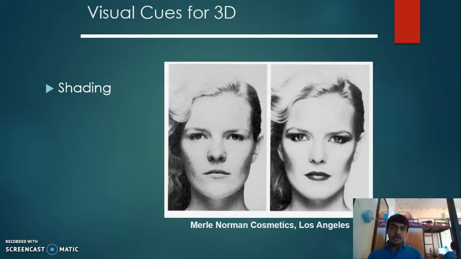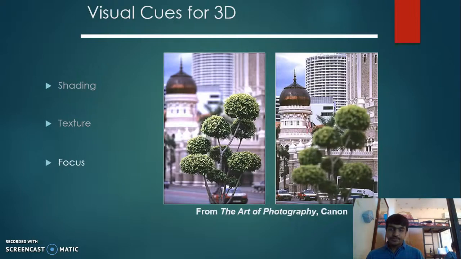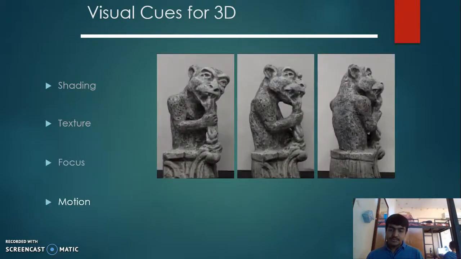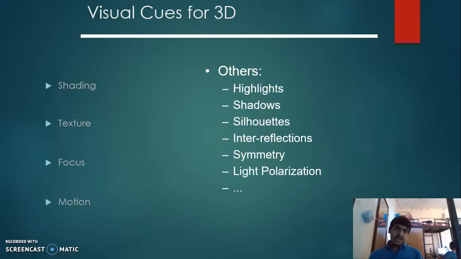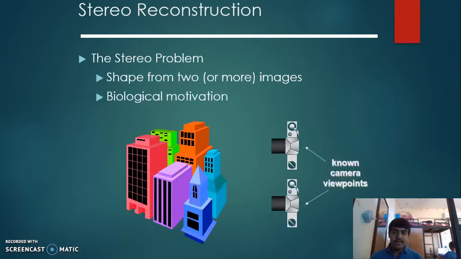Now the visual cues for 3D images are shading, as you can see here, texture, focus, and motion. Others are highlights, shadows, silhouette, inter-reflection, symmetry, light polarization, and many more. Say, from X equal to shading, texture, focus, motion, etc. We will focus on the motion cue for these few slides.